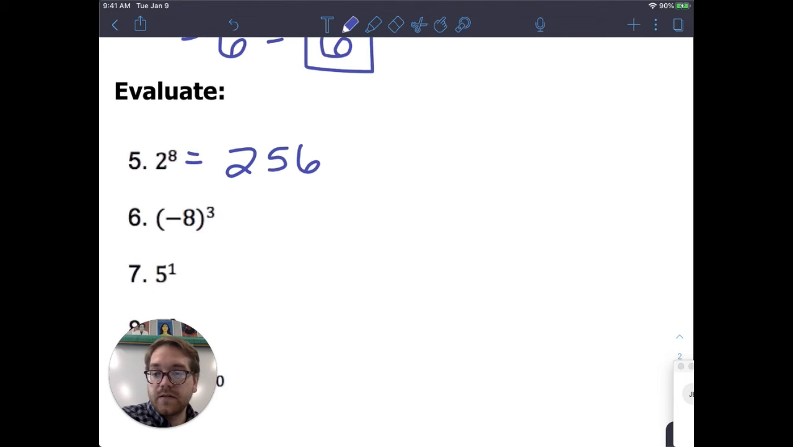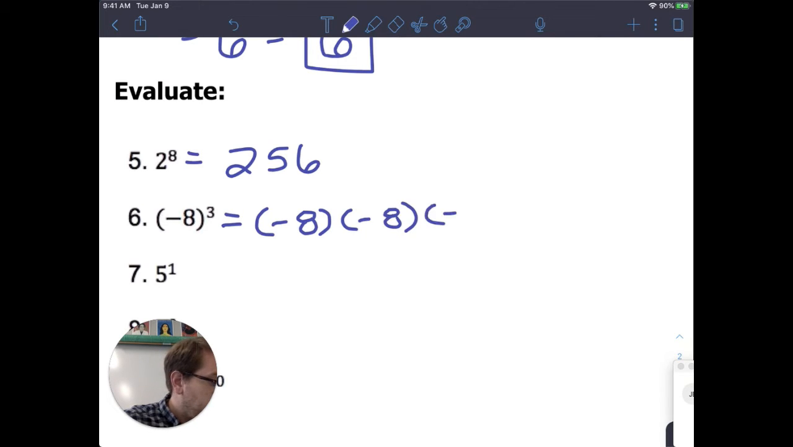256. And that's 2 to the 8th power. All right, so same thing for number 6, -8 to the 3rd power. Again, we could write that out as -8 times -8 times -8. And this one isn't too tough because there's only 3 of them. But we can also use a calculator for this.